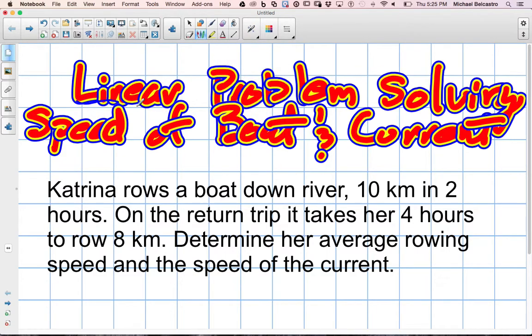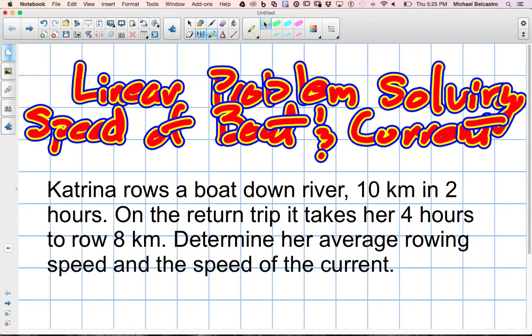We're going to look at linear problem solving, and we're going to focus on the question that says speed of a boat in the current. So we're going to read it over once, and then we'll pull out what's important information. Katrina rows a boat downriver 10 kilometers in 2 hours. On the return trip, it takes her 4 hours to row 8 kilometers. Determine her average rowing speed and the speed of the current.